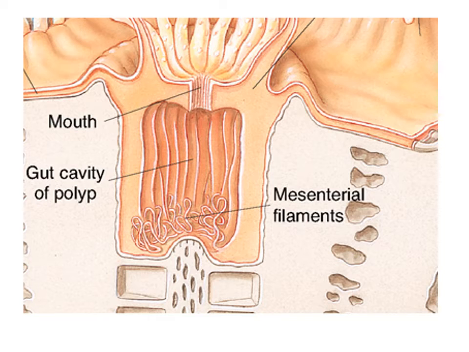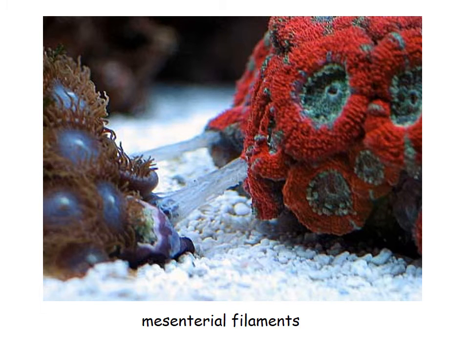Remember, the mesenterial filaments get vomited out, for lack of a better word. And it has digestive materials in it, and then they digest whatever they touch, and then bring that material back inside for consumption. All right, here's an amazing picture. The red coral on the right has shot out its mesenterial filaments and is starting to digest the corals on the left. Pretty amazing picture.